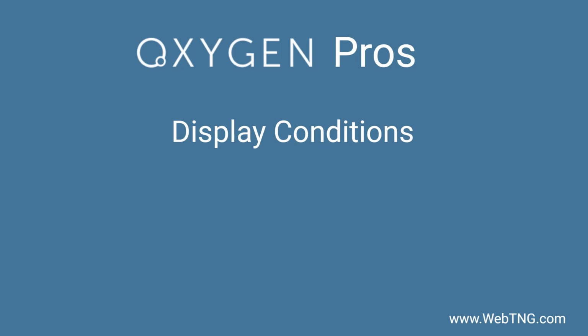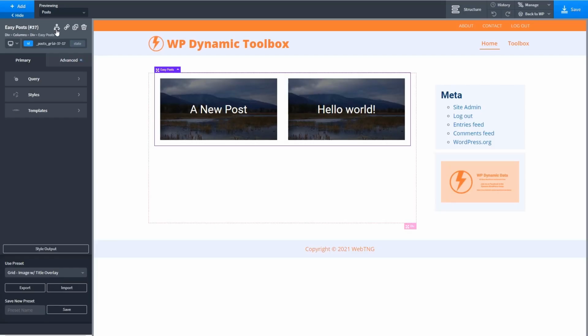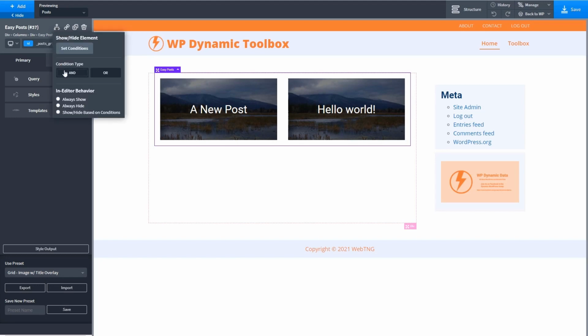Another feature of Oxygen that is very powerful is that you can set display conditions for any element. And you access those here on this condition settings button. You can have and or conditions. And then this is for the editor. Sometimes you might want to show things that are hidden so that you can do the layout.